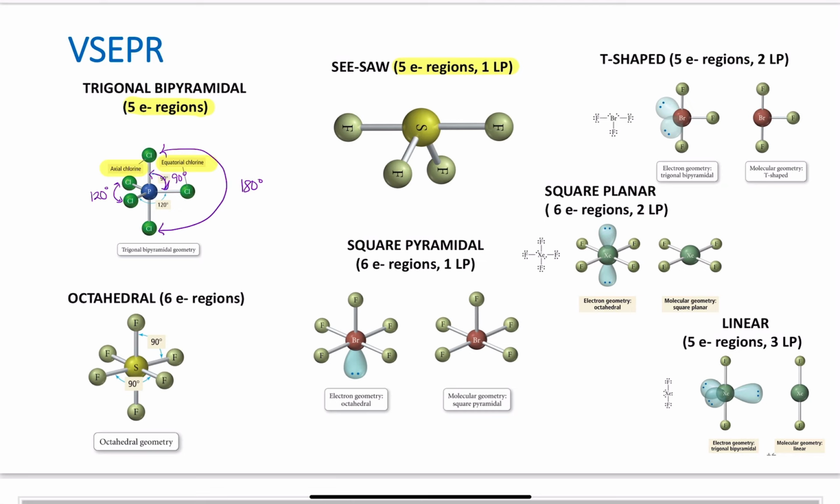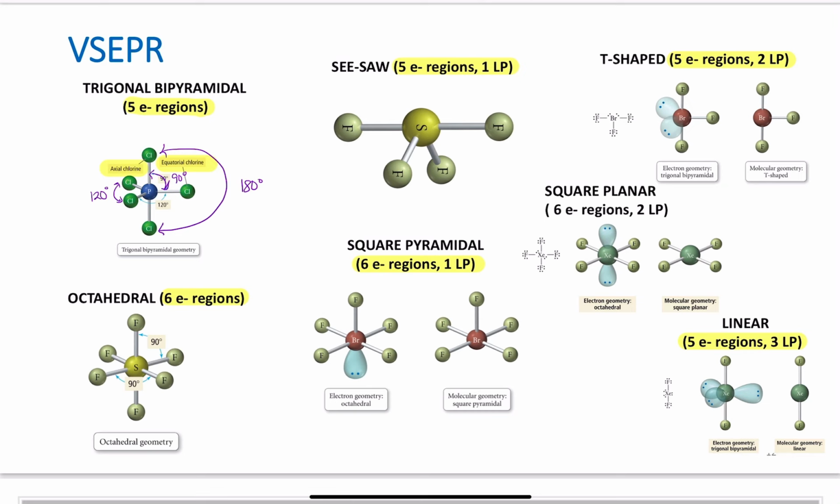If I have 5 electron regions but 2 lone pairs, we call this T-shaped. And I know it's down here, but if I have 5 electron regions and 3 lone pairs, it's called linear. If I have 6 electron regions, this is our octahedral, and every piece is 90 degrees away from each other. 6 electron regions and 1 lone pair is called square pyramidal.